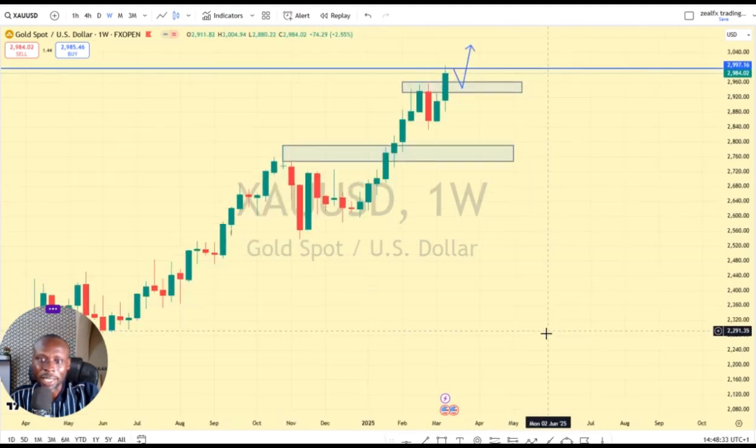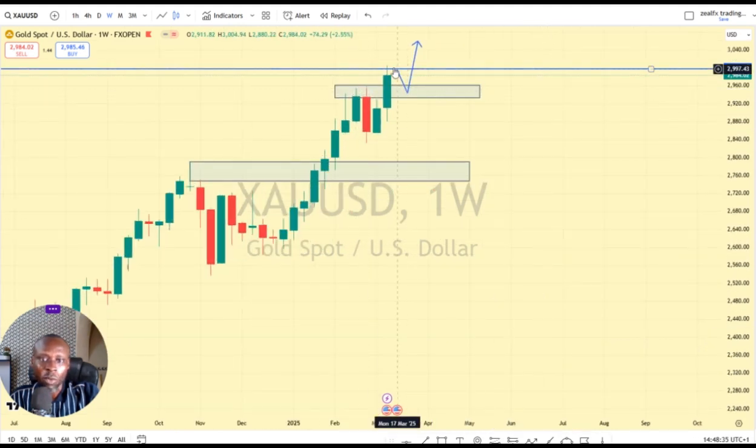In my last video, I said I expect gold to break above this high before we look at our possible buying opportunity. So gold has broken above this high now. We expect price to retest this zone, this support zone, previous resistance that turned to support. Once price retests this zone, we expect a buy from this level this coming week on gold USD.